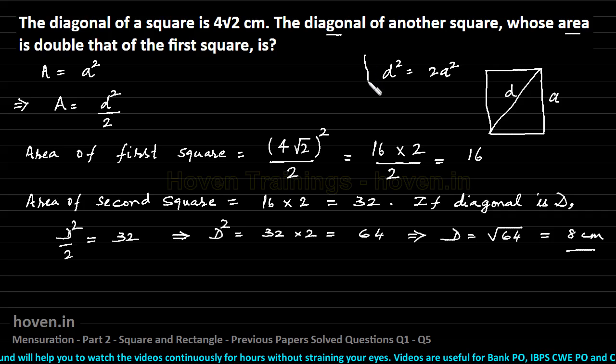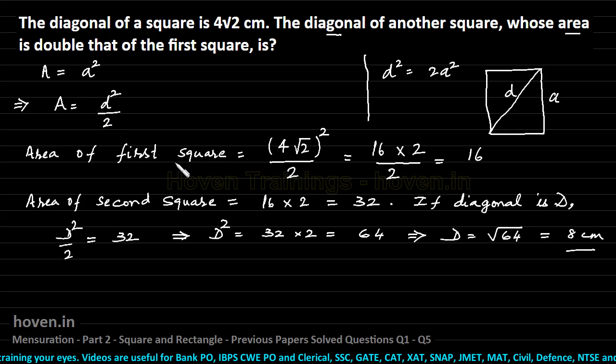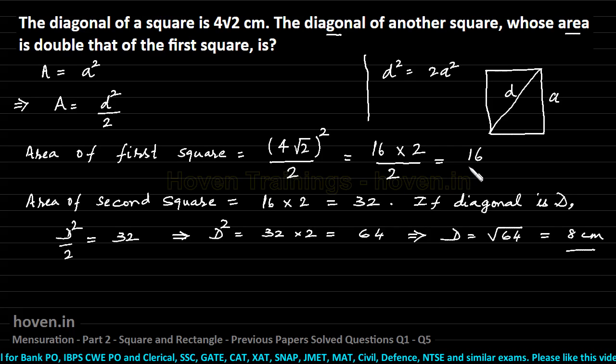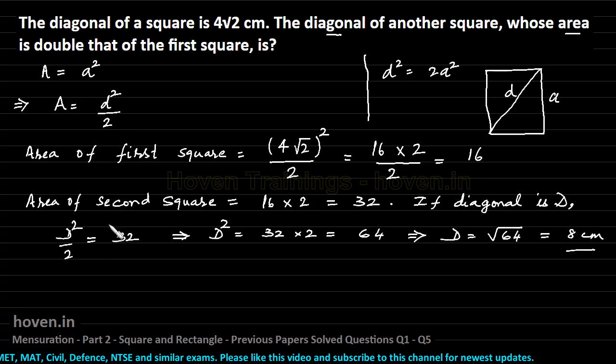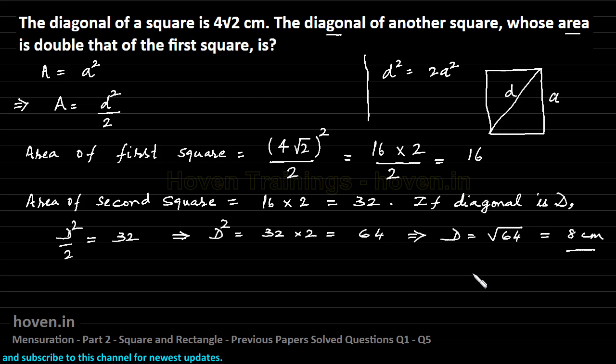So this was the rough work, and we used this rough work to obtain a relation between the area and diagonal of a square. And we used this relation first of all to find out the area of the first square, because diagonal was known to us. Once we had the area, we went to the area of the second square, which was 32, and reversed the whole story and used the same formula to set D square by 2 equal to the area of the second square, which immediately led us to 8 centimeter as our answer. Let us move on to our next question now.